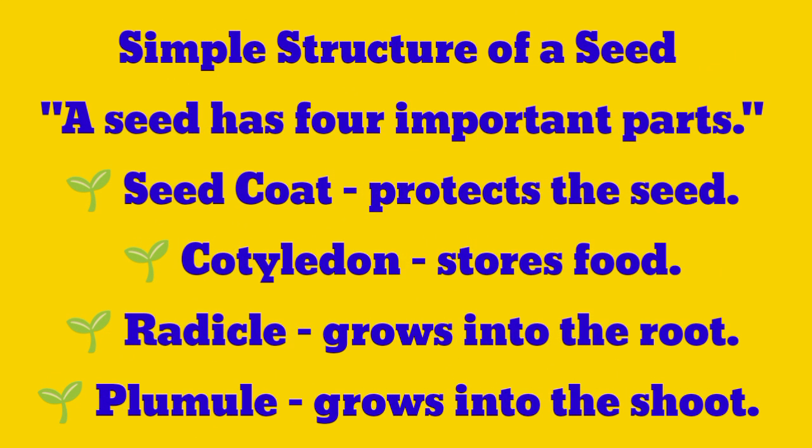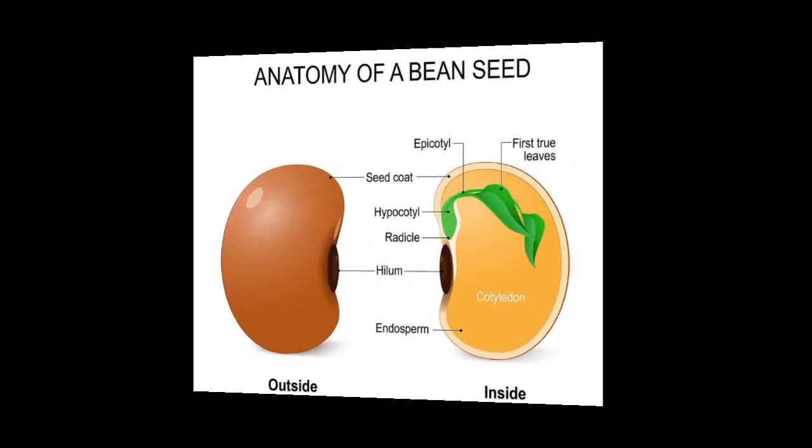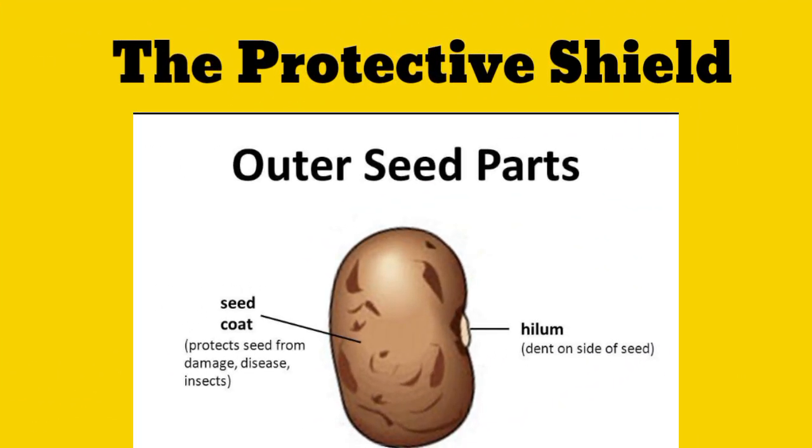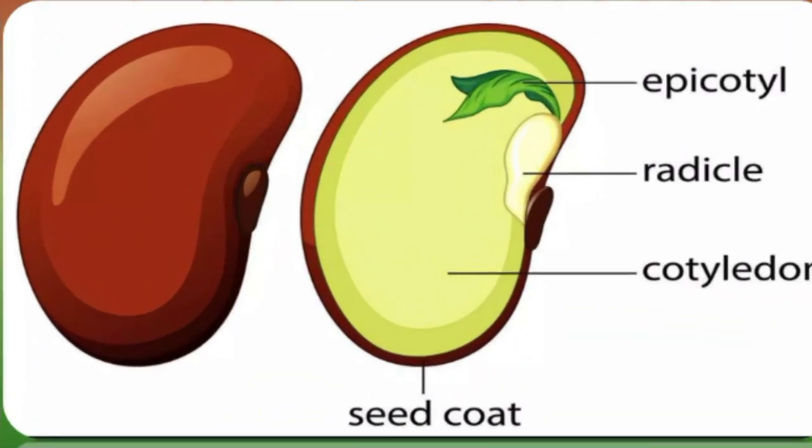A seed has four important parts. These parts are the seed coat that protects the seed, the cotyledon that is the stored food in the seed, the radicle that grows into a new root, and the plumule that grows into a new shoot. We will discuss each part one by one and their functions. Let's start with the outer protective shield that is called the seed coat. The seed coat protects the inner soft seed and the baby plant that is present inside the seed.